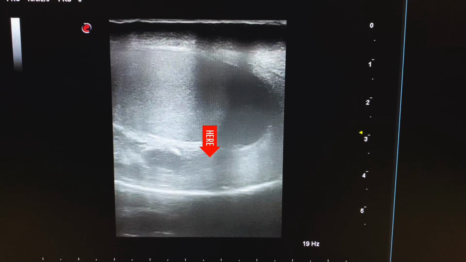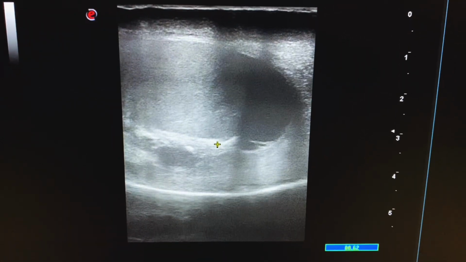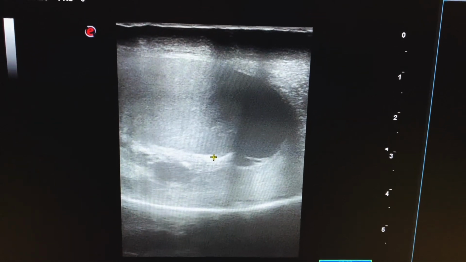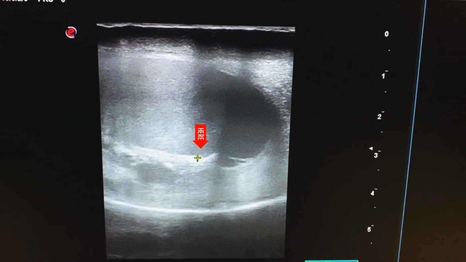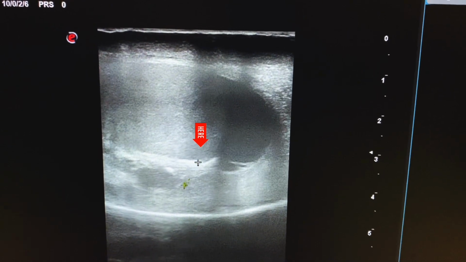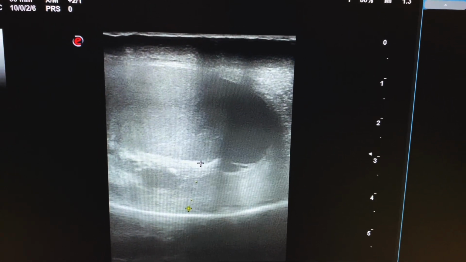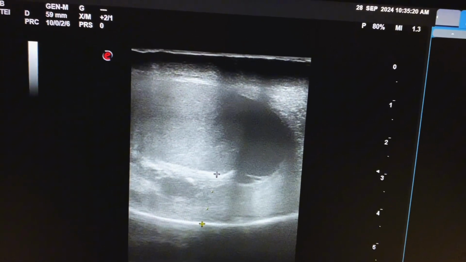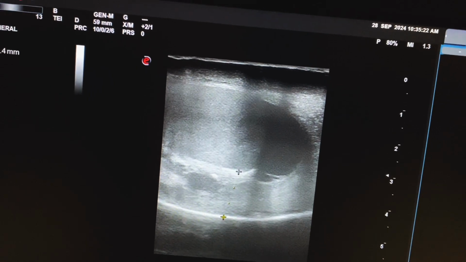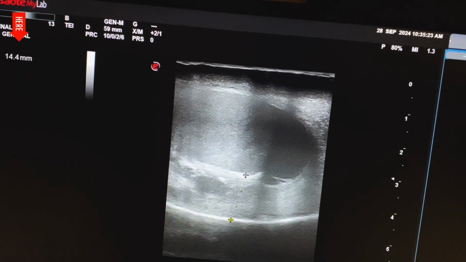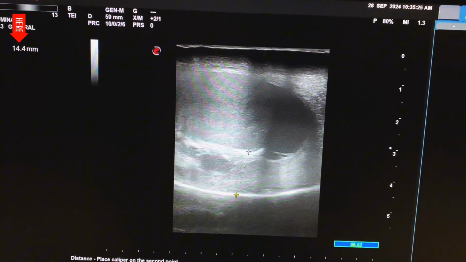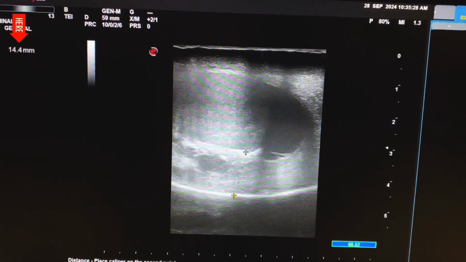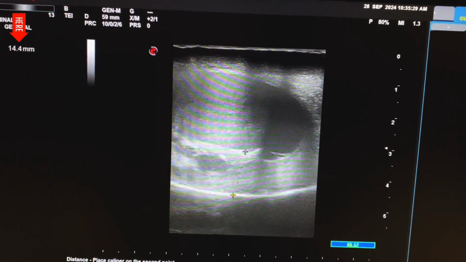Now we see the scrotal skin is also thickened. Here we measure the size of the scrotal skin. The normal size of scrotal skin is 6 millimeters. When inflammation occurs, the scrotal skin is also thickened, and here we see the scrotal skin size is 14.4 millimeters, which is markedly increased due to inflammation.